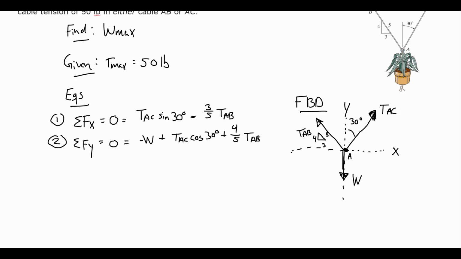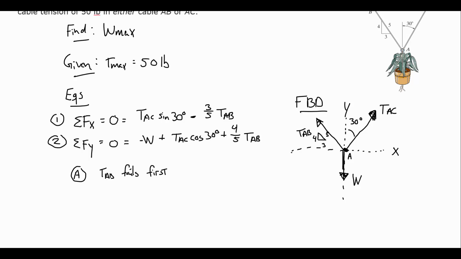Now there's different ways we could approach this. I like to think of it as kind of testing different scenarios and seeing which one is the correct scenario. Might sometimes be more time consuming, but we're considering all the possibilities. So I'm going to consider, I'll call it scenario A, where I'll say that TAB fails first.